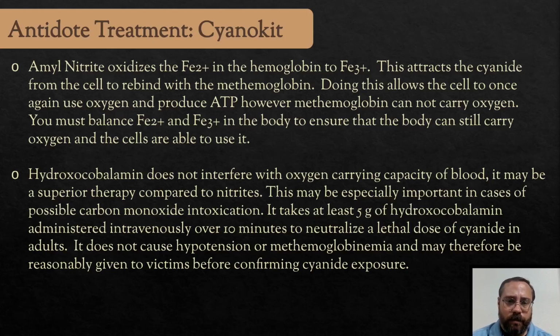Let's talk now about the Cyanokit itself, hydroxocobalamin. Hydroxocobalamin has been around in the US for a while, but it's been in relatively low concentrations. One of the things that it was used for in the United States was that hydroxocobalamin is a precursor to vitamin B12. So a lot of times patients with vitamin B12 deficiency would get hydroxocobalamin, and then their body would convert it into vitamin B12.